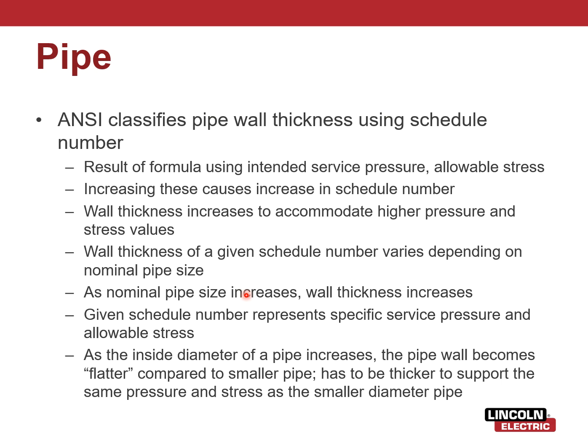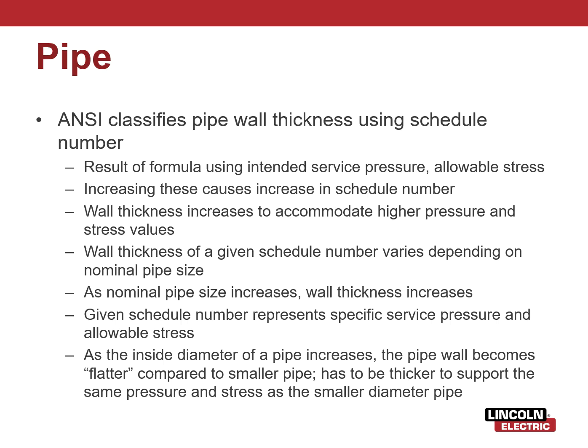The wall thickness of a given schedule number varies depending on nominal pipe size. So again, a 6-inch Schedule 40 pipe is going to have a different measurement than a 6-inch Schedule 80 pipe. So as nominal pipe size increases, the wall thickness increases. A given schedule number represents a specific service pressure and allowable stress. So that's why for certain applications, like low pressure versus high pressure, there's already kind of a given: you're going to be using this schedule and this diameter. It's already been pre-engineered depending on the pressures you need.